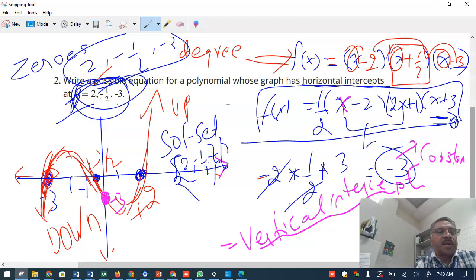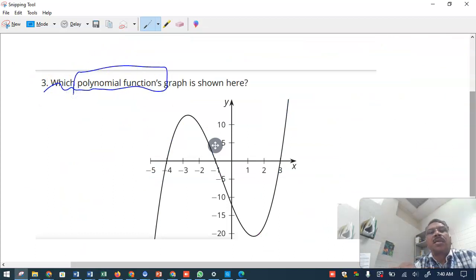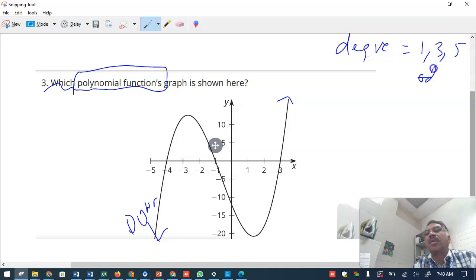Okay, let's move to the third question. Now, this question is only asking to write a polynomial function for the graph. You are given the graph, which is down, up, right? That means the degree will always be odd: 1, 3, or 5. To create it, let's call this g(x).